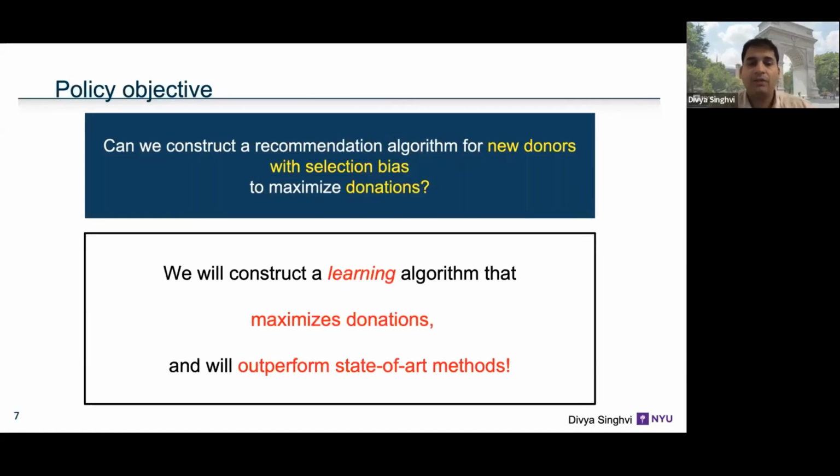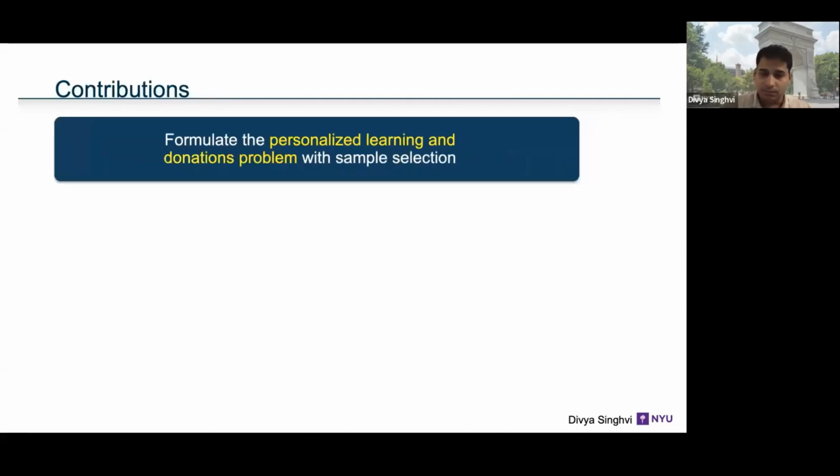And I hope that by the end of the talk, you'll be convinced that we will construct a learning algorithm that maximizes donations, and it will also outperform state-of-the-art learning methods in this setting. We'll do this through three main steps.